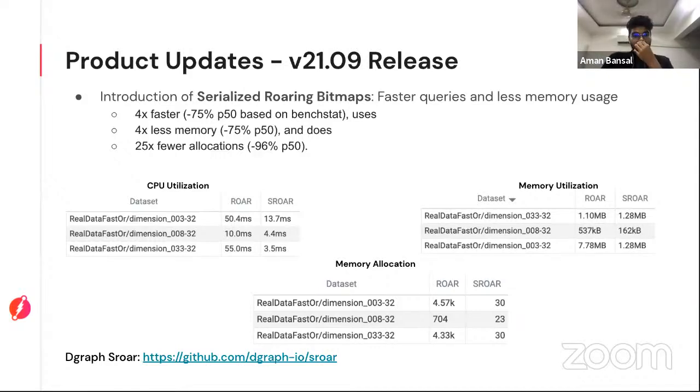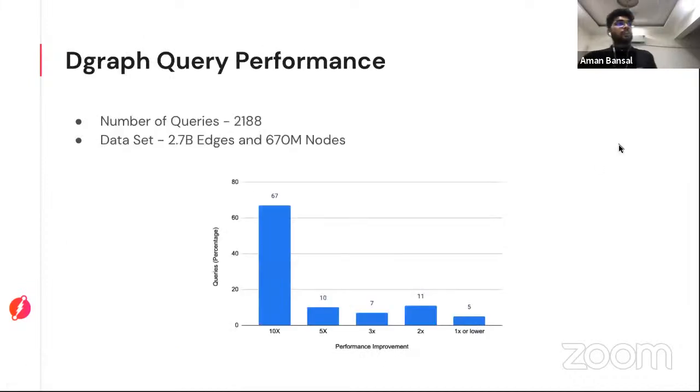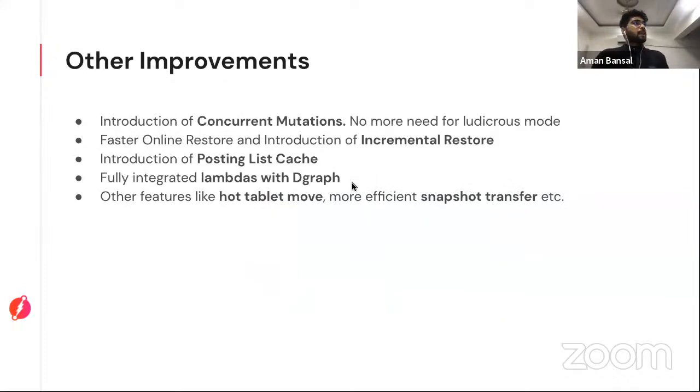So that was the major goal which the whole team was working towards, and we have achieved this in around a year now. It's been a year since we started working on the roaring bitmaps. The other improvements which we have in 21.09 are that we introduced concurrent mutations.